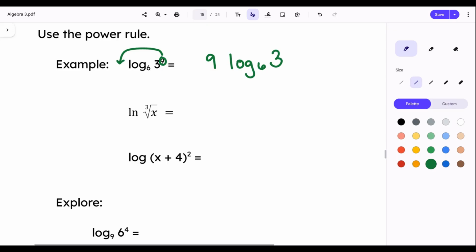But in this case, I can't really do anything with this, but it's just kind of demonstrating how this product would work, or this property would work, I mean.